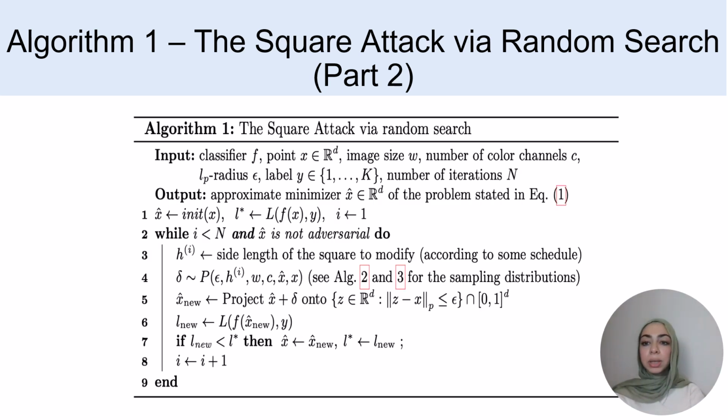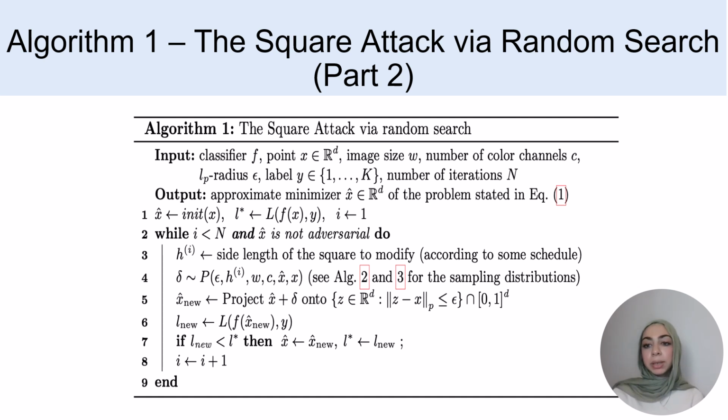Let's now walk through the exact steps of how Algorithm 1 works. Step 1, we have the initialization. So we start by creating a slightly modified version of the input, using a square patch. Then we compute how wrong the model is, which is the loss. And we set our step counter to 1. Step 2 is the iteration loop. We'll now repeat a loop up to N times, or until we successfully fool the model.